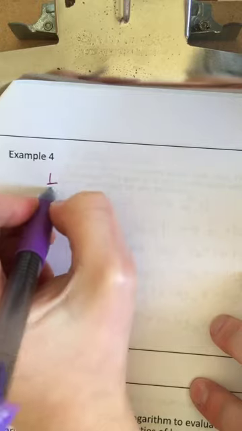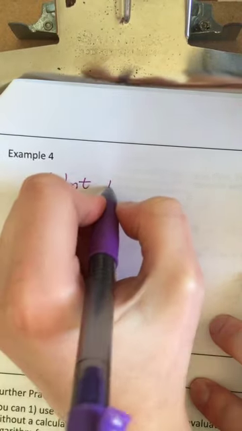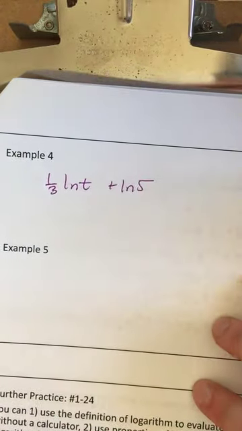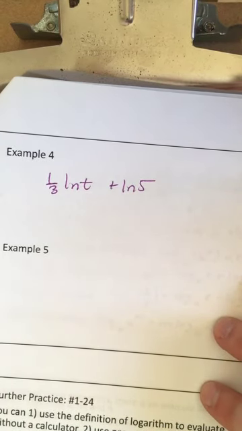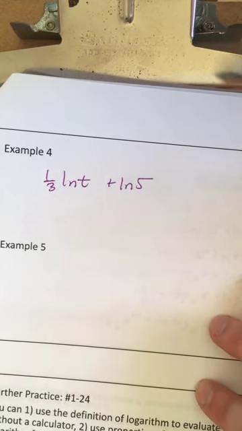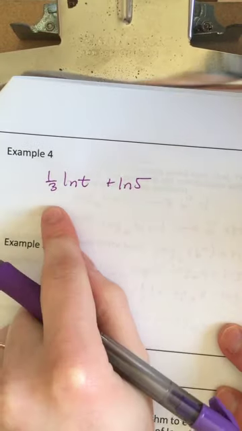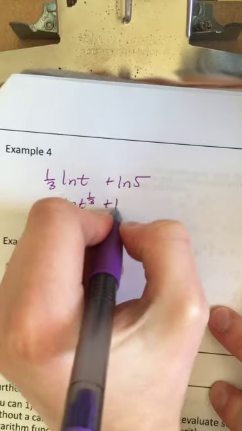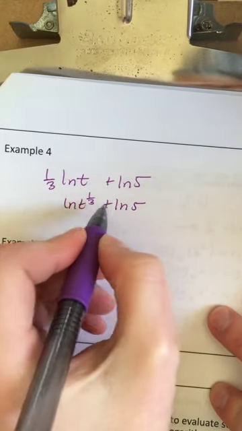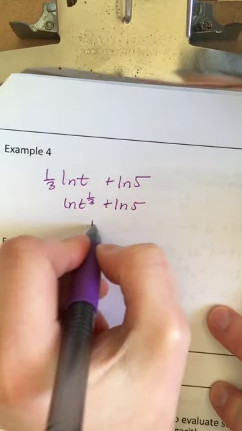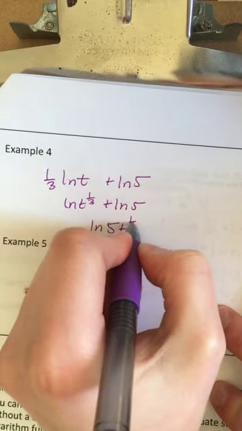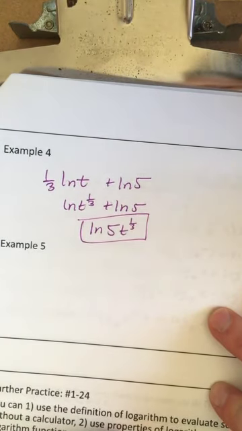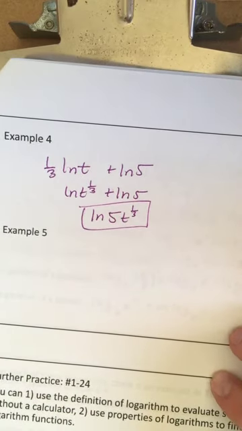All right, example 4. Example 4 is to rewrite 1/3 natural log of t plus natural log of 5. So natural logs are the same thing as regular logs or base 2 logs, any log, because they have base e. So rewriting this, I can do natural log of t to the 1/3 plus natural log of 5. Same base, they're being added, so I'm actually going to multiply: natural log of 5 t to the 1/3. Yep, there we go.